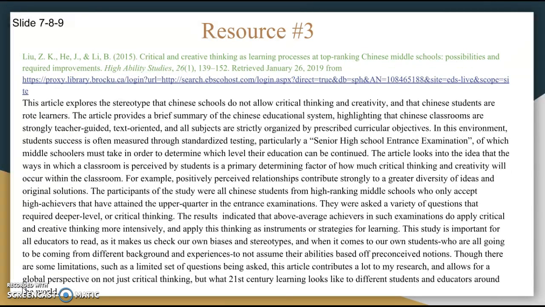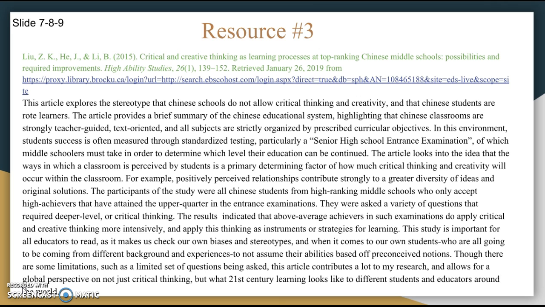My third and final resource is called Critical and Creative Thinking as Learning Process at Top-Ranking Chinese Middle Schools, Possibilities and Required Improvements, and I have included this in my research to ensure a global perspective is being reviewed and taken into consideration. The article explores the stereotype that Chinese schools do not leave room for or promote critical thinking or creativity amongst their learners.